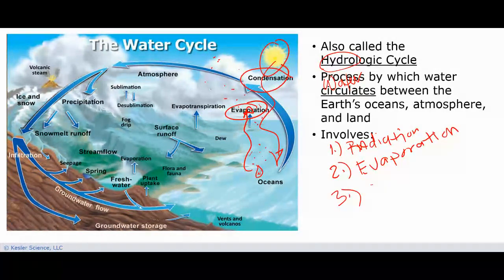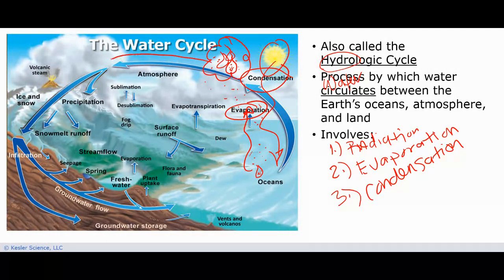Number 3, condensation. This is where the gas clumps together and becomes a water droplet again. A bunch of water droplets come together and you get what's called a cloud. Pretty cool. Then it moves on, and that cloud gets so heavy that eventually it starts to lose all those water droplets to the earth in what we call precipitation. That's number 4, precipitation.